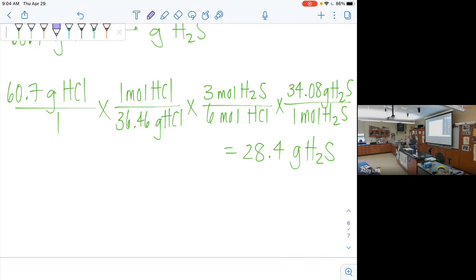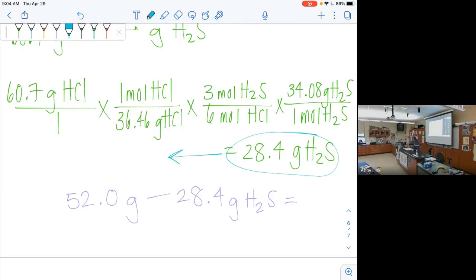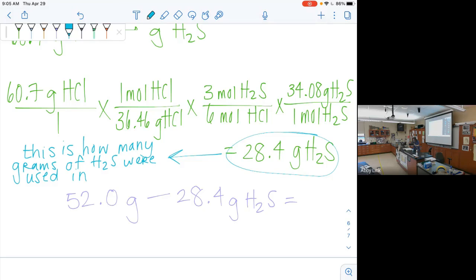Final step. How many grams did I start this reaction with of H2S? 52.0, they gave us that in the problem. I am going to subtract the 28.4 grams of H2S. Let's go ahead and label this number up here, the 28.4. This is how many grams of H2S were used in the reaction.